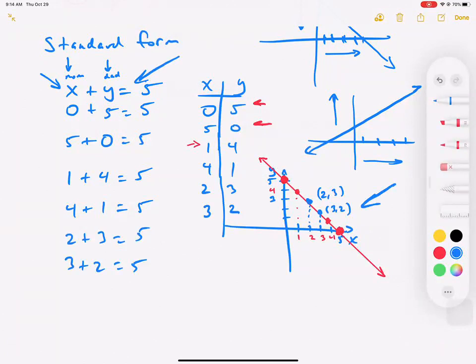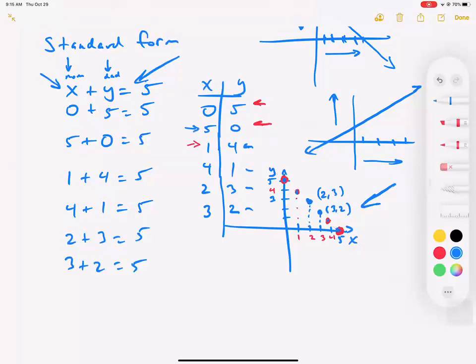So one thing that a line really is, I'm going to go ahead and show you something kind of interesting, is that a line is actually not a line. It's actually all the little tiny dots that answer this equation. So if I put 0, 5, that is on my line. If I use 5, 0, yes, that's on my line. 1, 4, yep. 4, 1, yep. 2, 3, yep. 3, 2, yep.